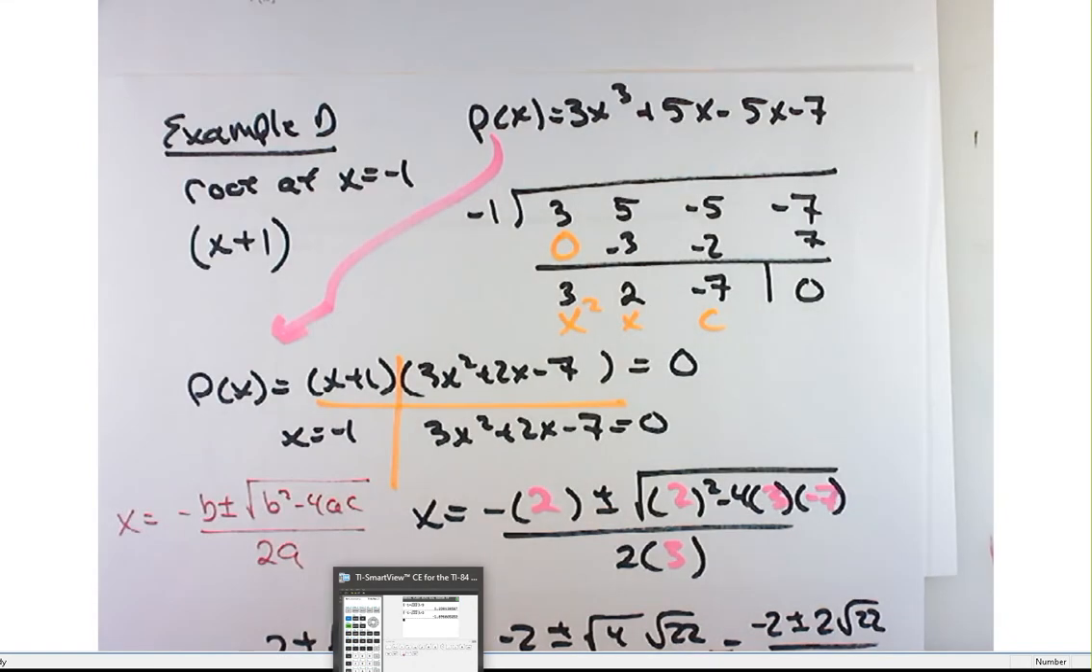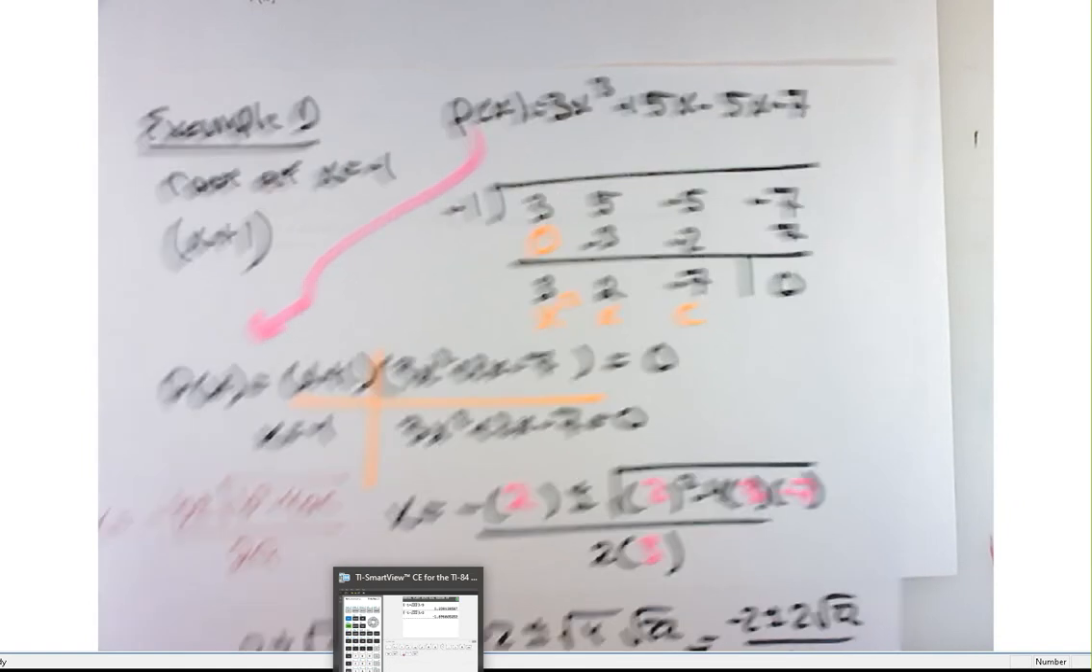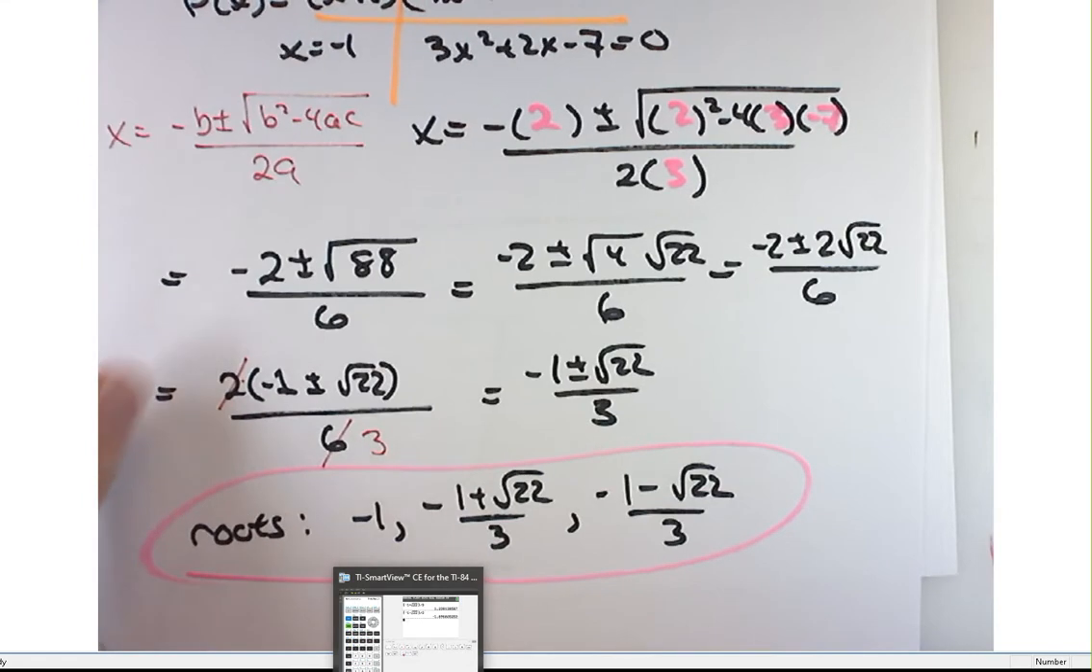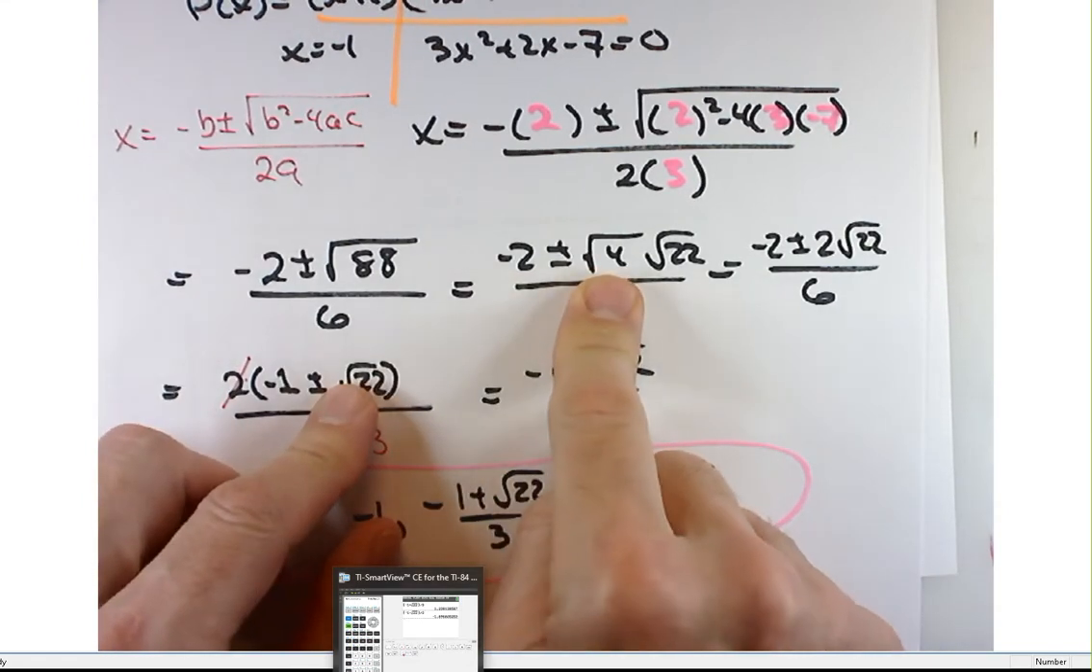Yeah. You went from square root 88 to square root 4 and square root 22. How did you do that? 4 is a perfect square.